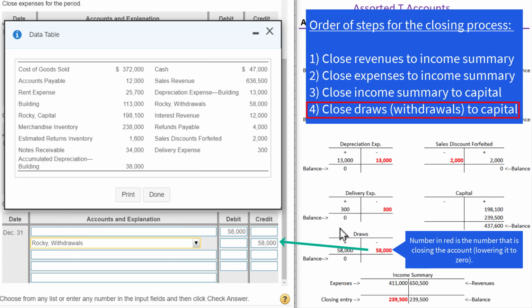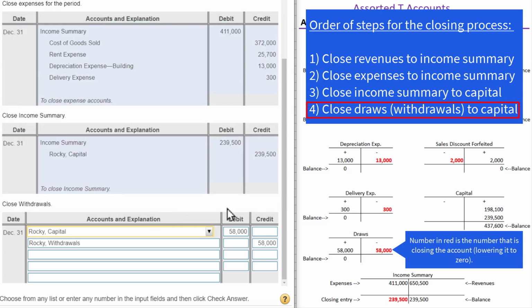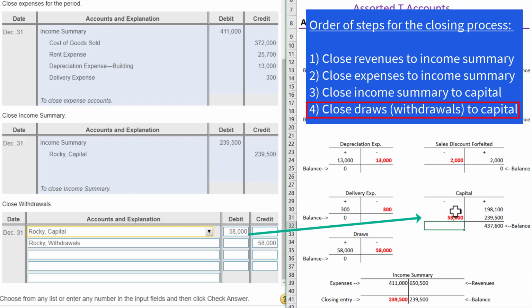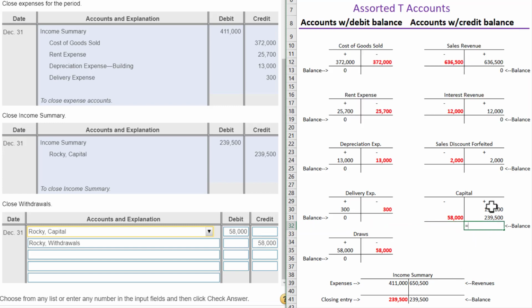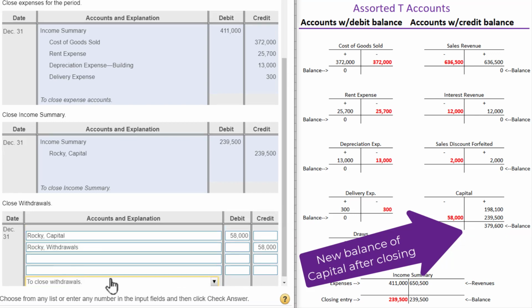And then what account do draws affect? Draws lower capital. So the other account is Rocky, comma, capital. I need to remember to put that in my T account, 58,000. I need to update my balance formula. So the balance for capital is 198,100 plus 239,500 minus 58,000. So our new balance is 379,600. And we need an explanation to close withdrawals.